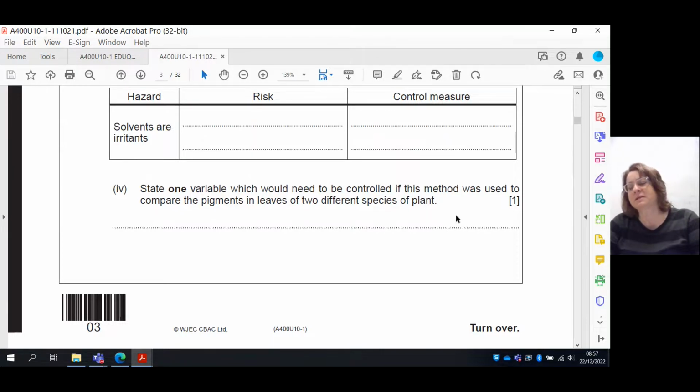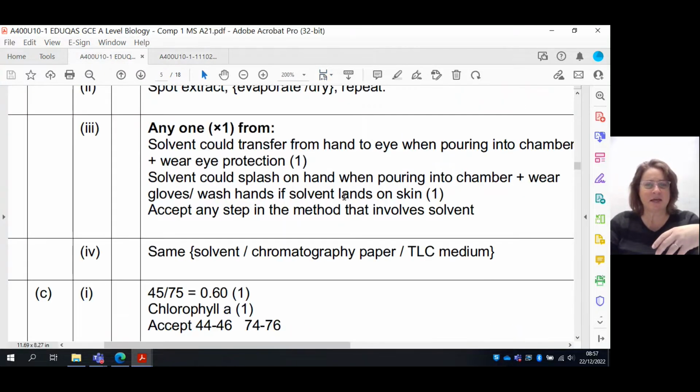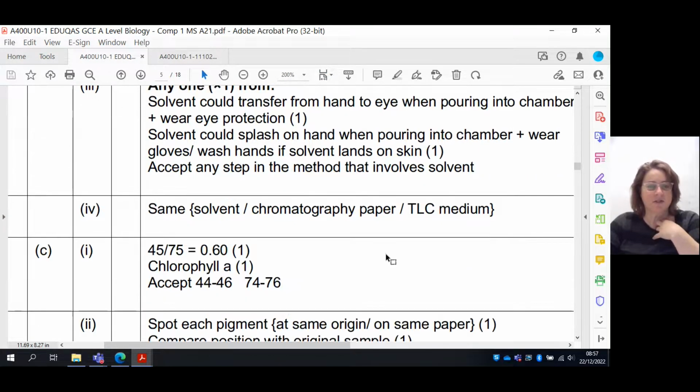So the solvent itself will need to be the same. Also the medium in which it rises. The cheap version was the filter paper. We could do this with thin layer chromatography paper as well, which you can think of like a porous ceramic type of material that allows fluid to rise in it. There are various types of paper, different thicknesses of chromatography paper, so that would have had to stay the same.